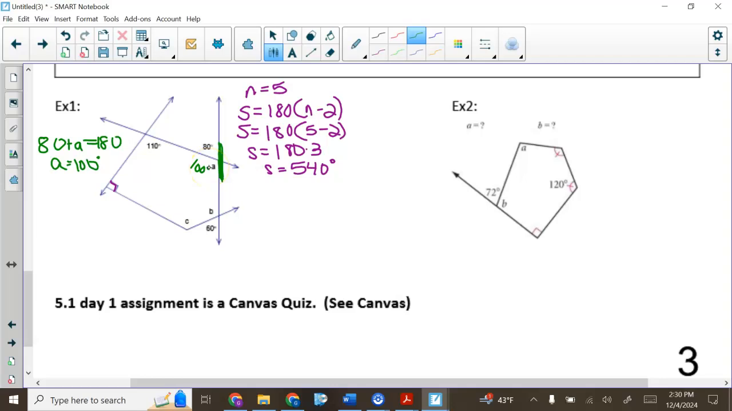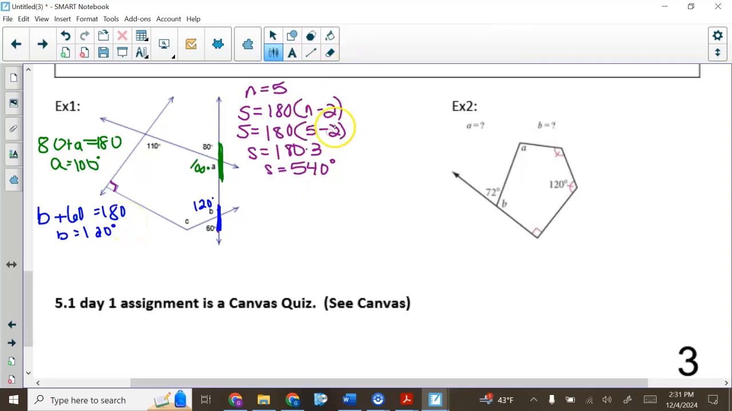Okay, next angle. Notice B down here is a straight line with 60. So we can subtract from 180 to get what B is. So we can go B plus 60 equals 180. Subtract 60 to get B to be 120 degrees. So B is 120.